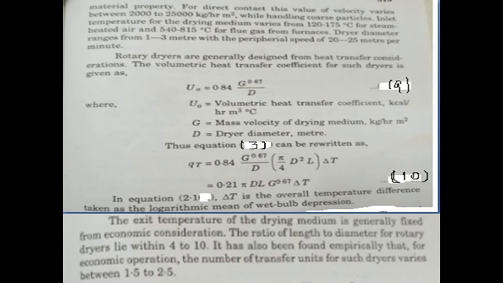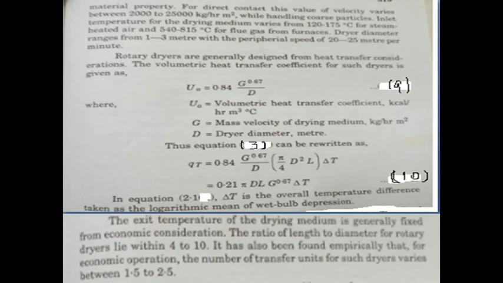Rotary dryers are generally designed from heat transfer consideration. Volumetric heat transfer coefficient for such dryer is UA = 0.84 G^0.67 / D. This is one of the correlations. This is equation number 9. UA, as already said, is the volumetric heat transfer coefficient, kilocalories per hour meter cube degree Celsius. Capital G is the mass velocity of drying medium, kg per hour meter square.